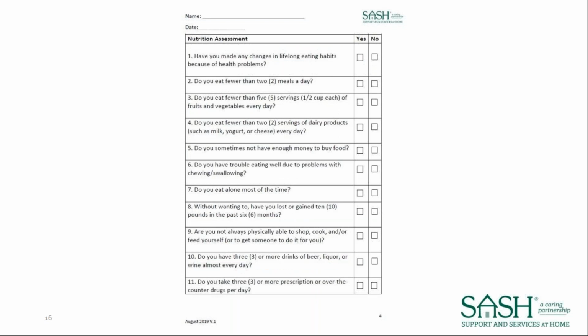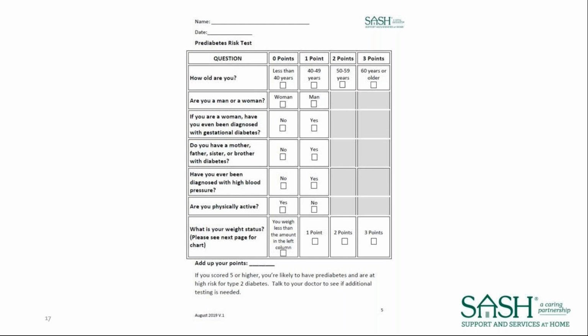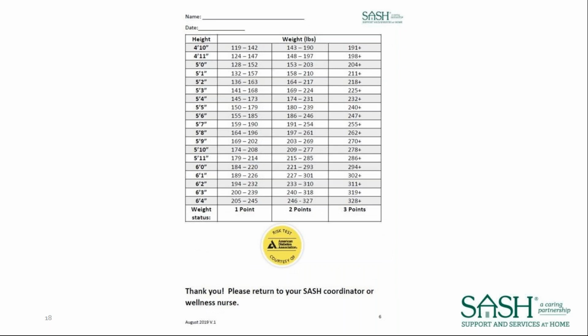And then the nutrition assessment is included in here, pretty straightforward. And then we add the pre-diabetes risk test. So it does look a little different than the pretty ADA one, but it's in a larger font. And so we do encourage them to add up their points here. And then the very last page is just the chart with the height and the weight, so they can reference that and then add it up themselves.